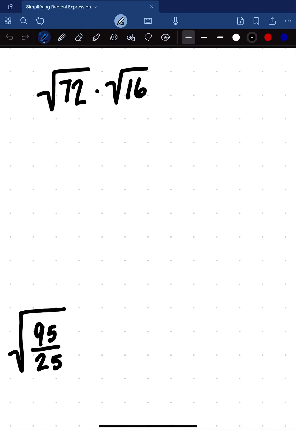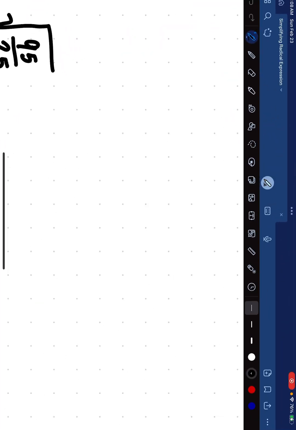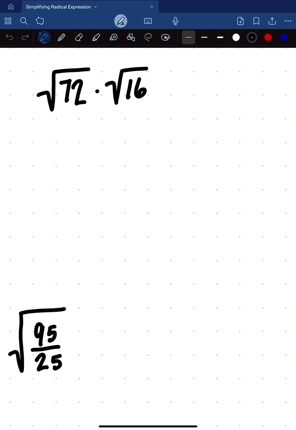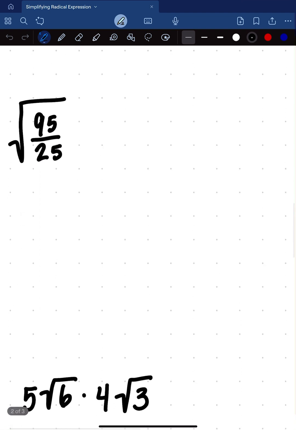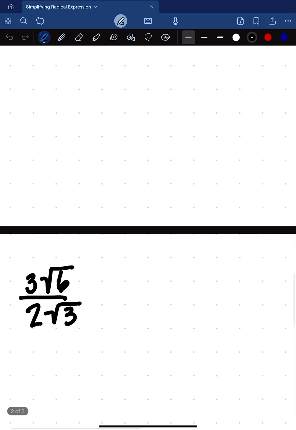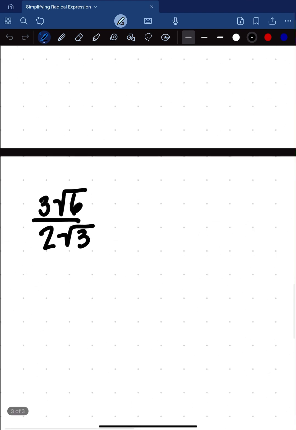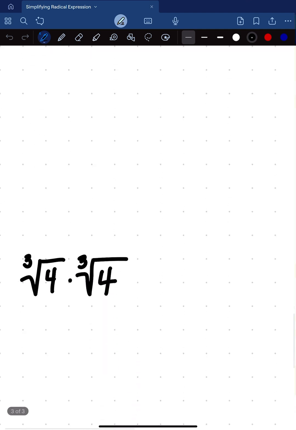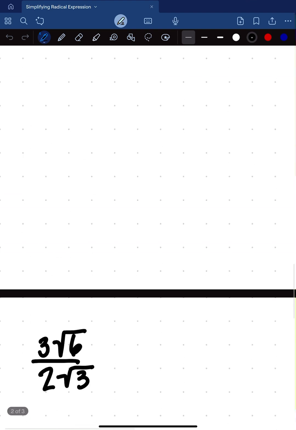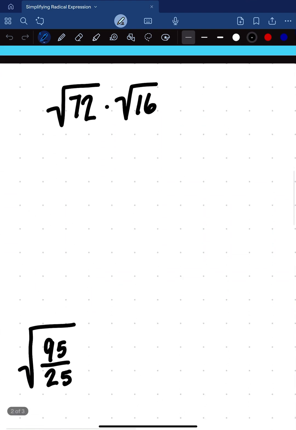Homework for this week is from section 6-2, which requires you to simplify radicals or radical expressions. So I'm going to go through a few examples: one with a product, one with a quotient, another one with a product but with coefficients, another one with a quotient but it has a mix of coefficients and radicals, and then a cube root or a couple of cube roots. So I hope you find this helpful.